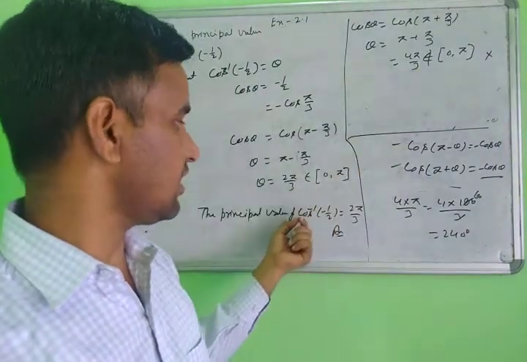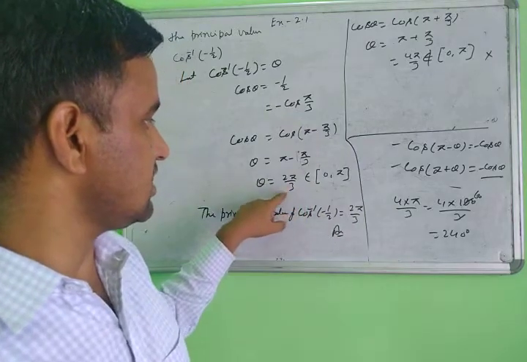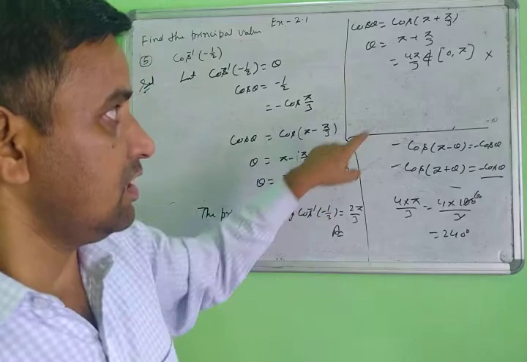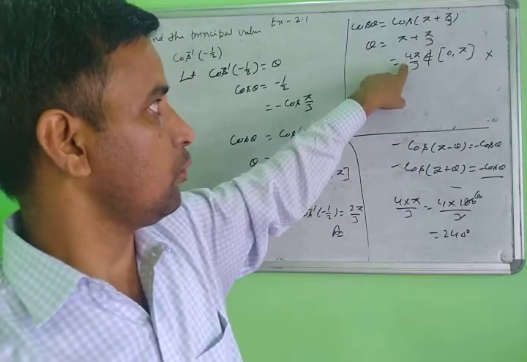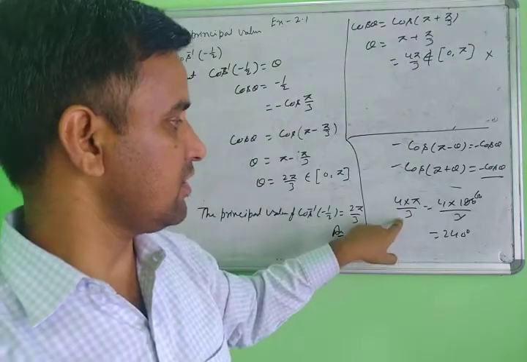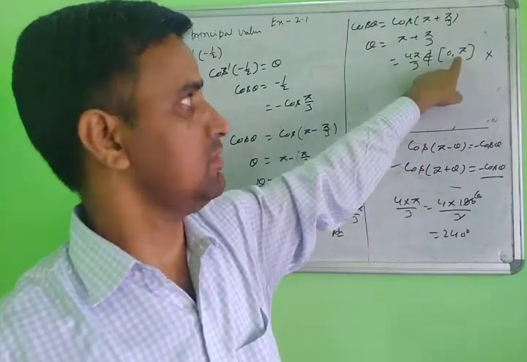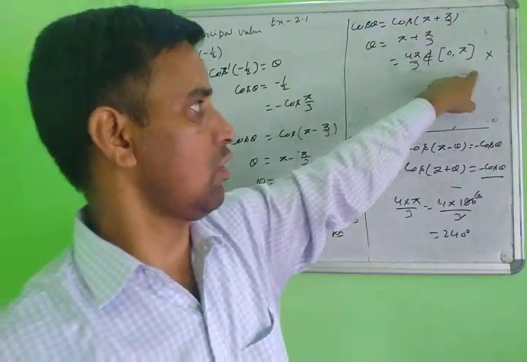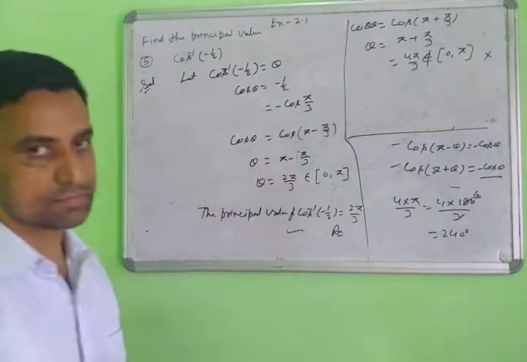Don't directly write that this belongs. You check whether the answer belongs or not. In this case, 2 pi by 3 is the answer, and it belongs to the principal value range. Suppose you use the third quadrant identity, the answer comes 4 pi by 3, a value of 240 degrees, which does not belong here. This means this identity will not be used here. This answer is wrong. This is your correct answer. Yes, note down.